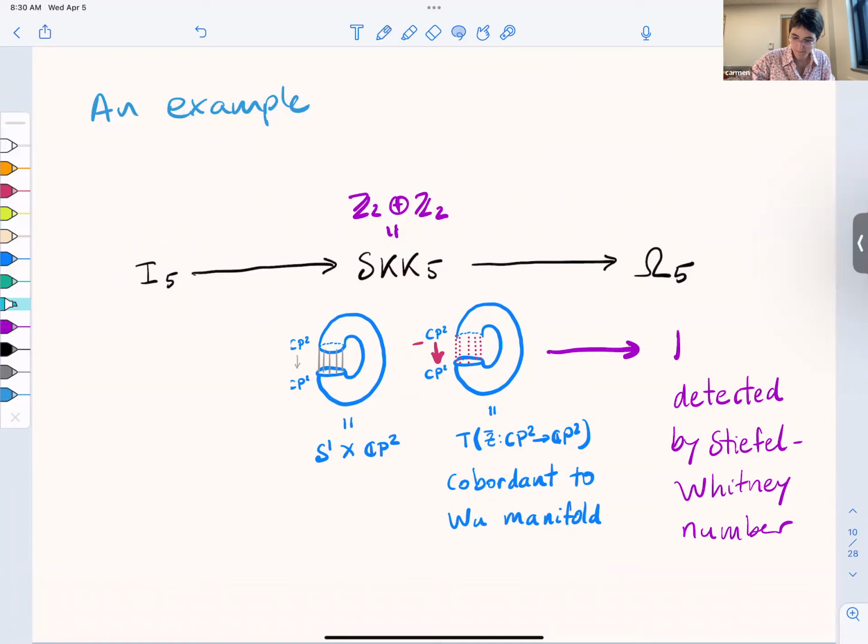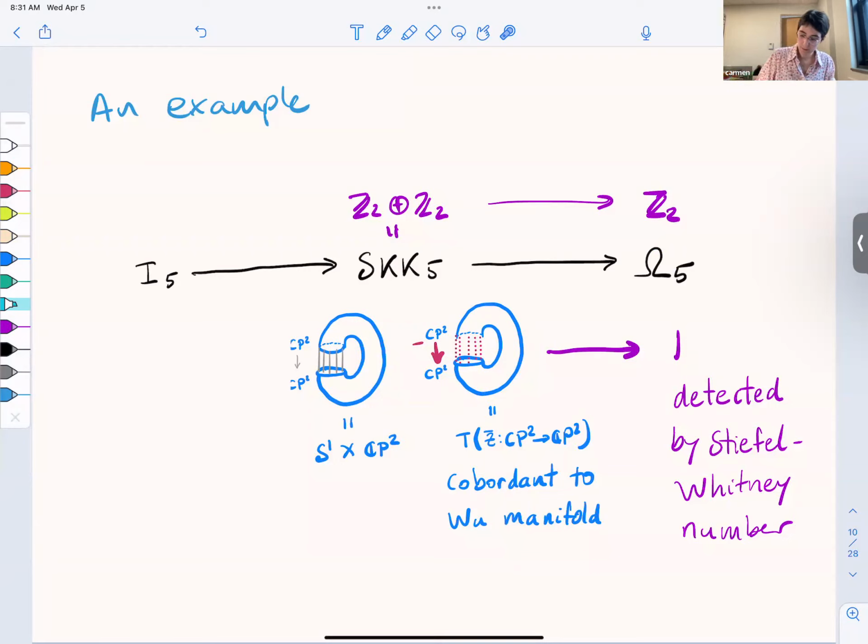Loosely speaking, this C2 here gets sent to the same copy of C2, because this manifold that generates that C2 is also generating something in cobordism 5, and that is actually non-trivial. It's detected by Stiefel-Whitney numbers. So this manifold gets sent to 1 in your C2, or to the class of the Wu manifold, and to the class of this in cobordism 5.